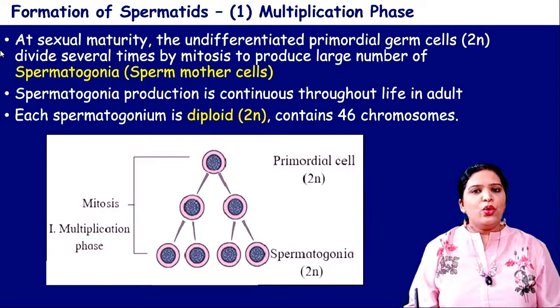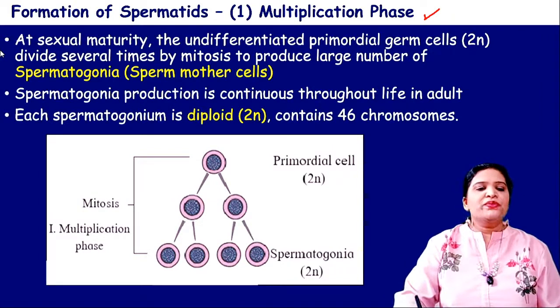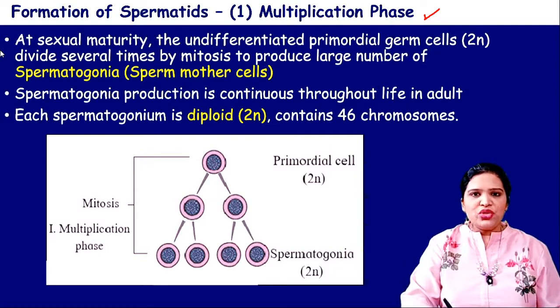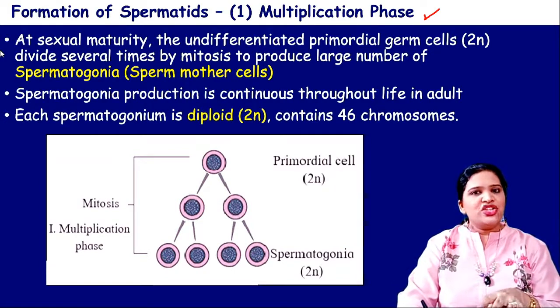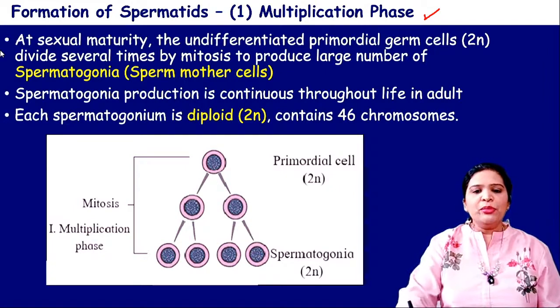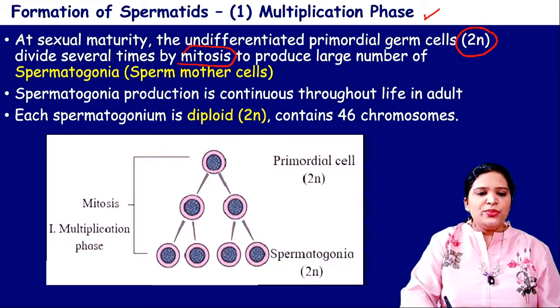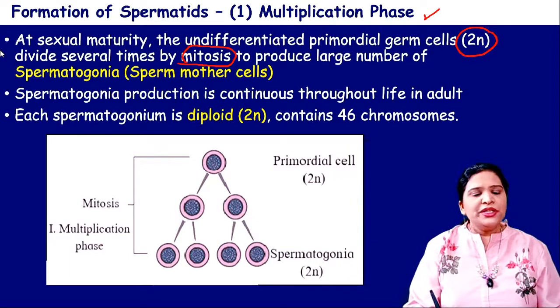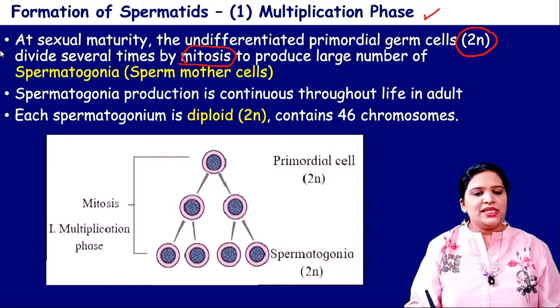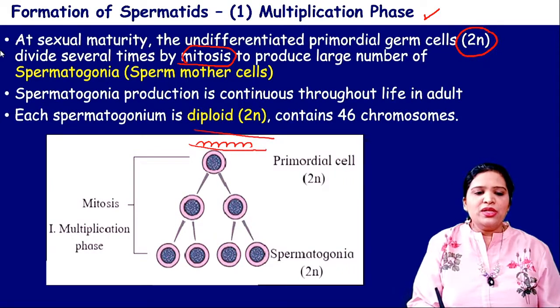Okay. Now the first one, the multiplication phase in spermatid formation. So what happens at sexual maturity? That means when the boy reaches puberty, around 13 to 14 years, the undifferentiated primordial germ cells, which are 2n, divide several times by mitotic cell division to produce a large number of spermatogonia or sperm mother cells. These primordial germ cells are present in the seminiferous tubule wall.